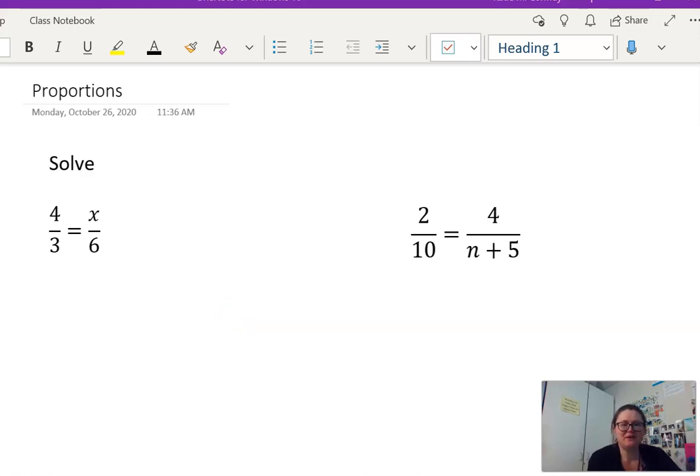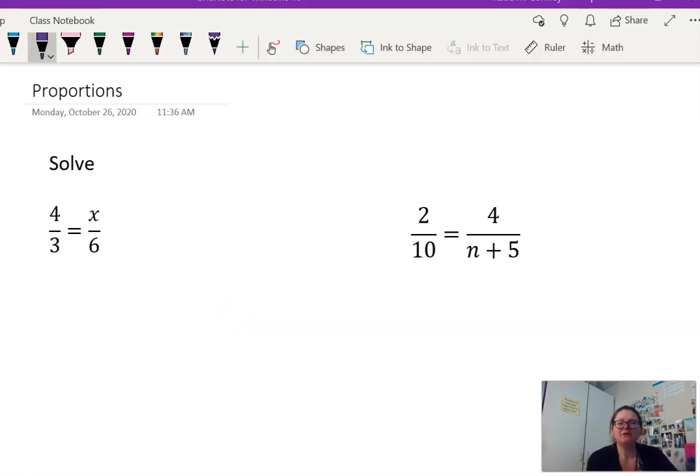Everyone, it's Mrs. Conway, and today we're going to look at solving proportions. So we've solved equations where the coefficients are fractions. The difference with proportions is that the whole equation is fractions. So your method of solving will be pretty similar, but it looks a lot different.